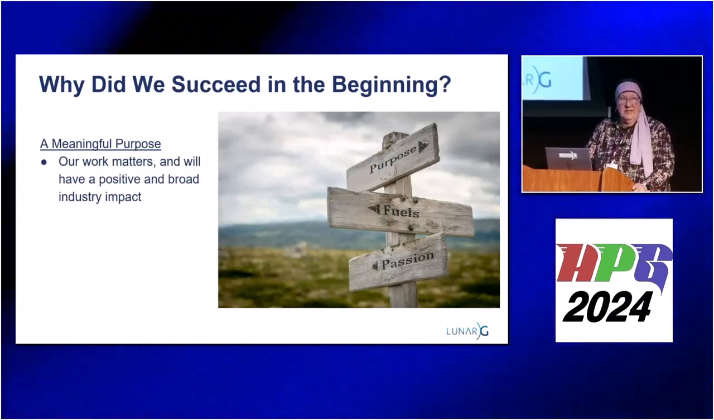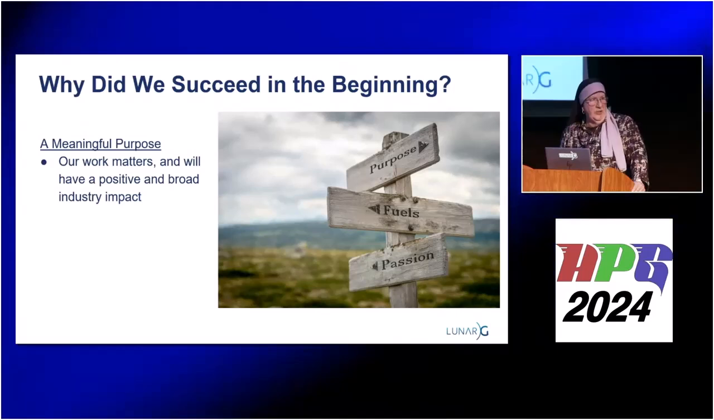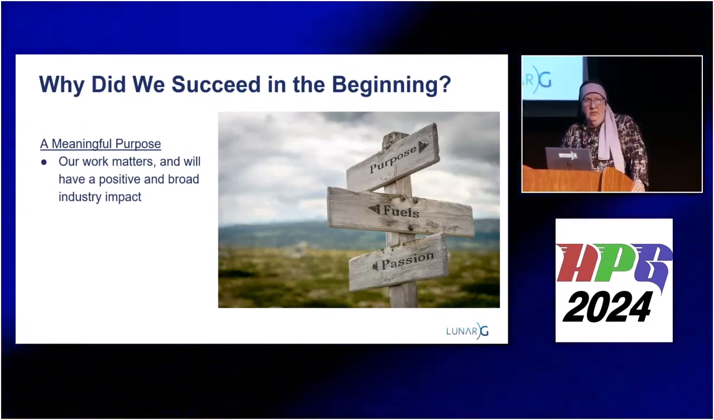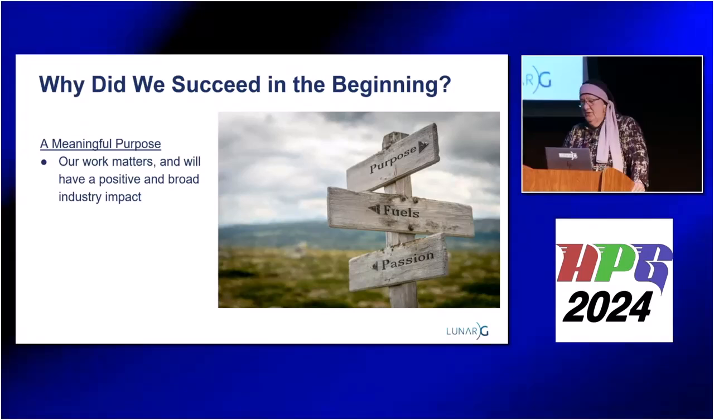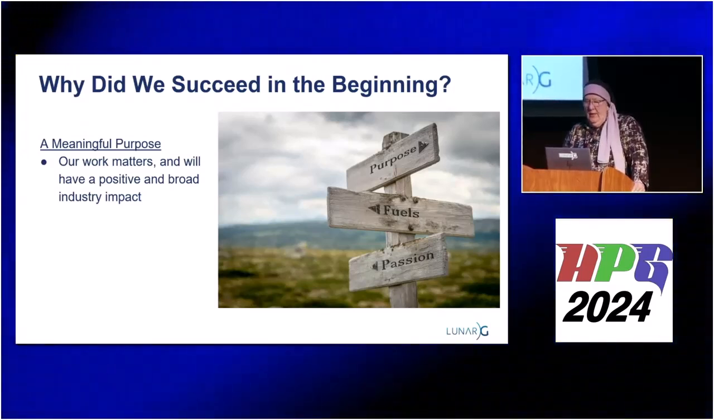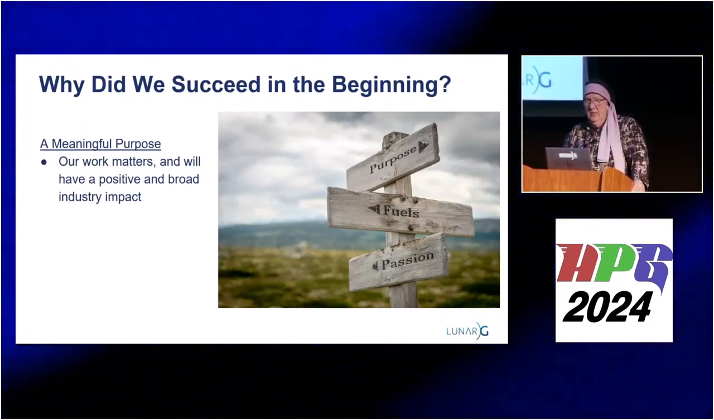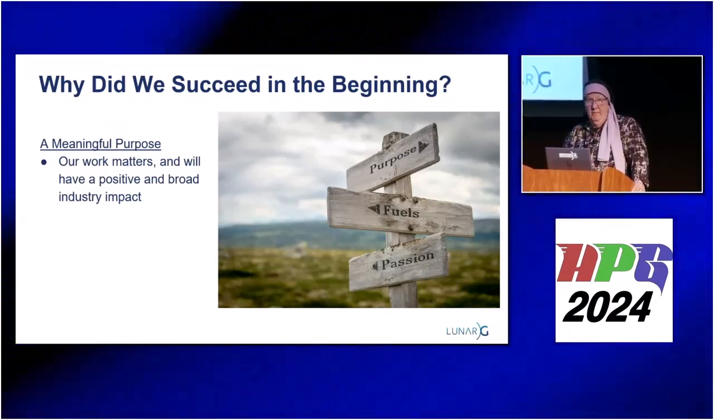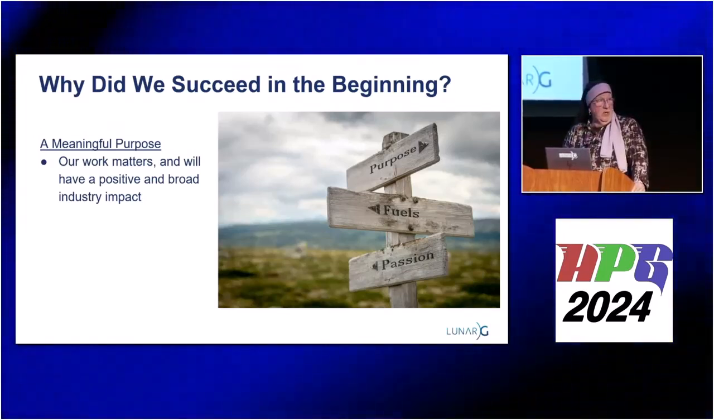So why did we succeed in the beginning? Three months to launch, a new CEO and engineering director, half the engineering team gone. Well, there's nothing more motivating than knowing what you're working on matters, and it will have a positive and broad impact in the industry. That was extremely motivating for the engineers. And yeah, we were a ragtag team in the beginning, but that purpose is what got us pulled together, focused on what we had to do to get that first SDK out.